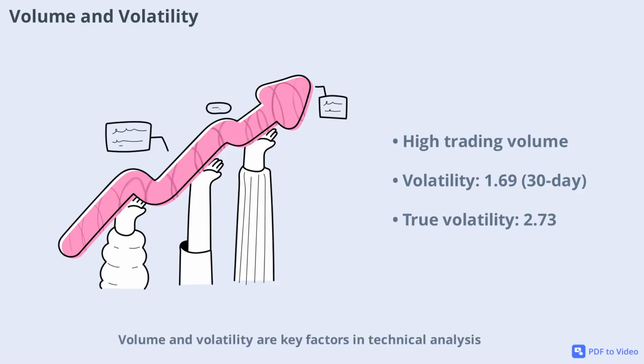Volume and volatility are key factors in technical analysis. ADBE's recent trading sessions have seen significant volume spikes, with a daily average often exceeding 3 million shares. The 30-day volatility stands at 1.69, and the true volatility is 2.73, indicating a moderately active trading environment. High volume often precedes major price moves, while volatility can signal both risk and opportunity. We'll keep these factors in mind as we examine other indicators.